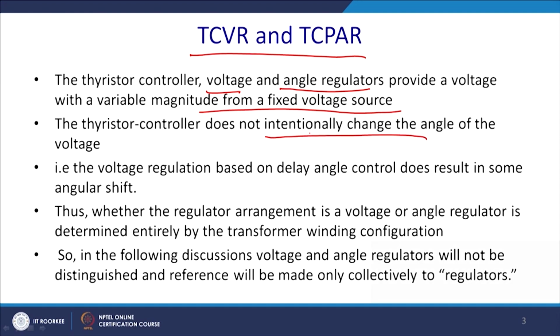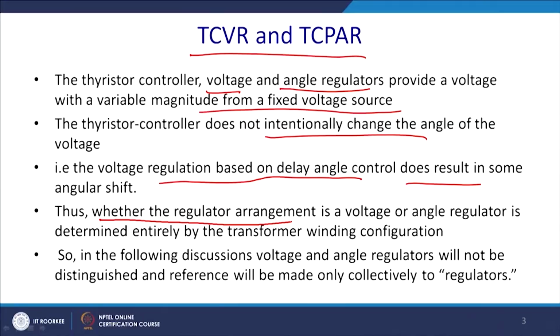That is something we require to understand. That means voltage regulation based on delay angle control does result in a phase angular shift. You know that there are different kinds of quantities when we studied power electronics, such as displacement power factor. When you delay by some angle alpha, there will be a delay in the power angle also. Thus, whether the regulator arrangement is a voltage or an angle regulator is determined entirely by the transformer winding configuration.